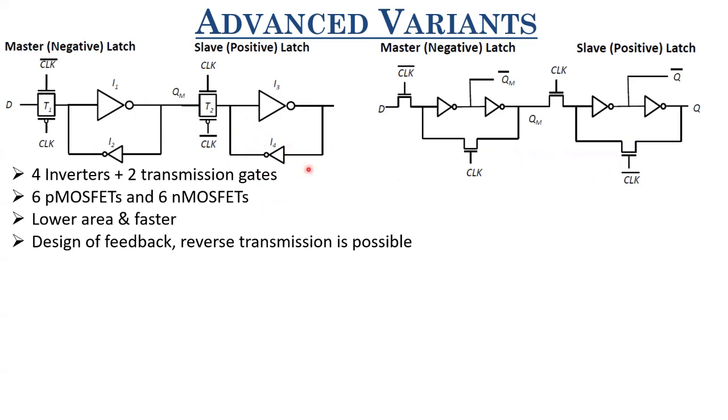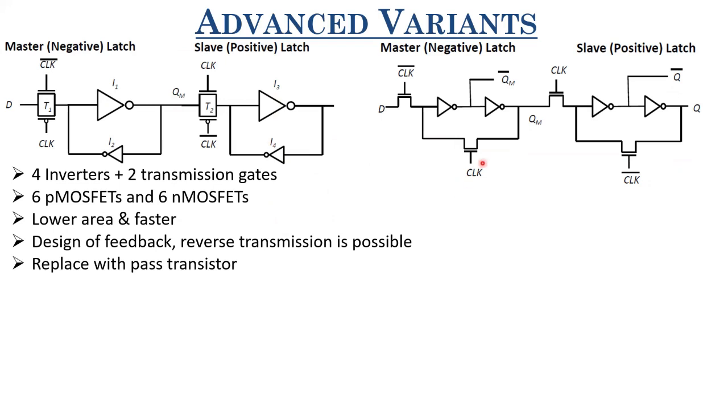The second way is to make this inverter weaker. That is why I have shown it with a smaller size compared to these two inverters. If that is the case, reverse transmission is not possible, right? This won't be able to switch this node. And the other way is obviously to include these pass transistors within the feedback.